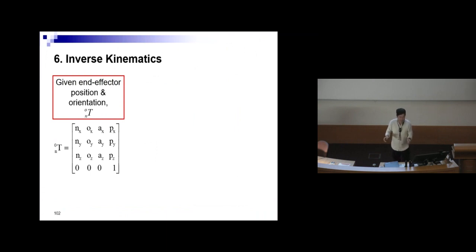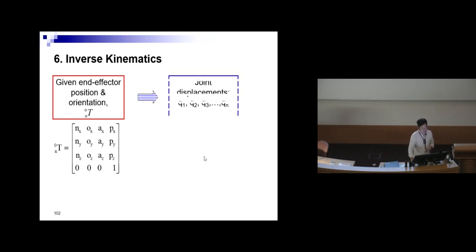The forward kinematics is forward, meaning that you give the input of the joint angles, and then the end effector is moved. For inverse kinematics, what happens here is you are given the end effector position and orientation. You want to find the joint displacements, Q1, Q2, Q3 to Qm. Each Q can be a prismatic joint or a revolute joint. It can only be one, so it cannot be both.